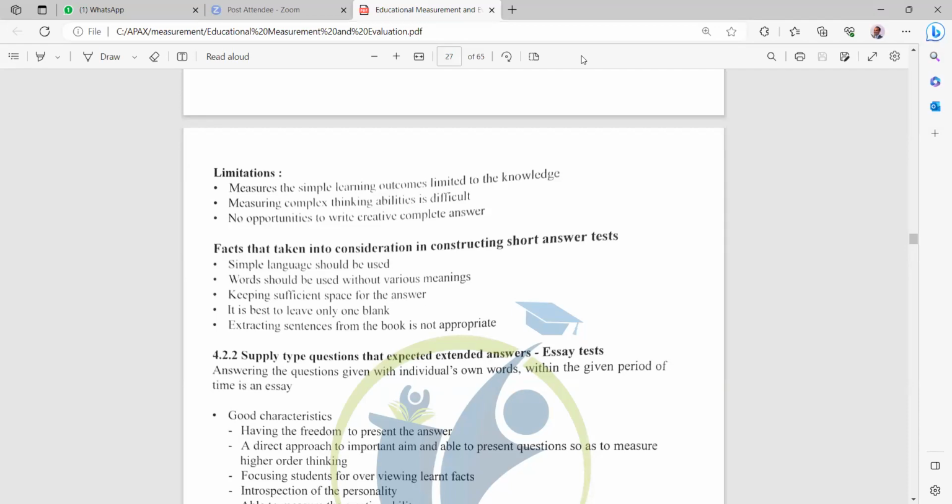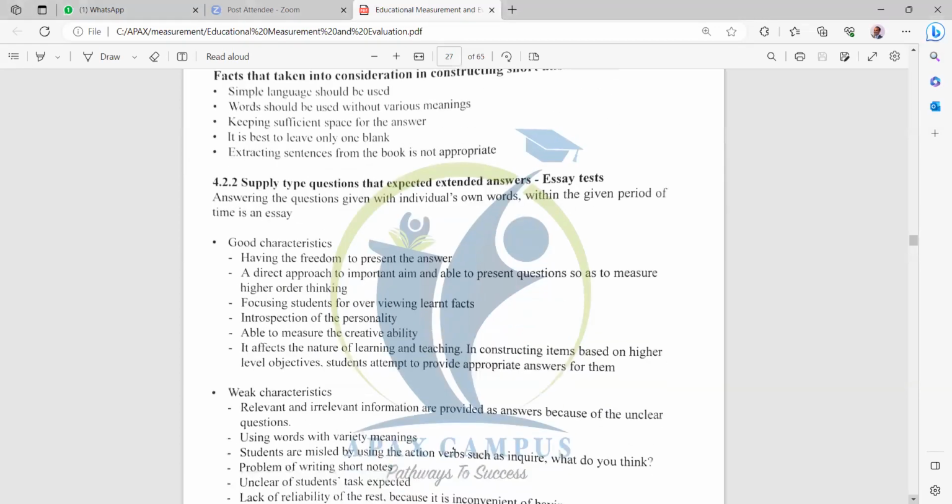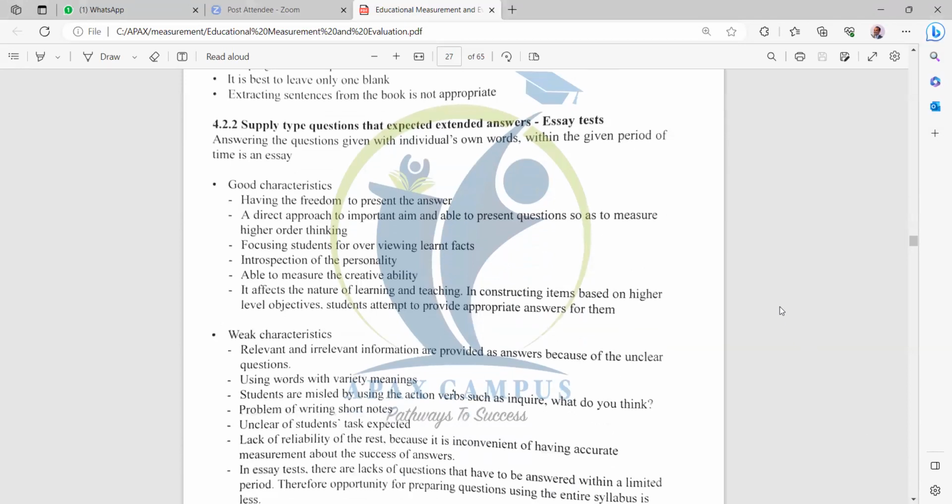Right. Next, we have supply type questions that expect extended answers. That's the extended answer variety. In other words, they are the essay type questions, essay tests. Answering the questions given in individuals' own words within the given period of time is an essay, right? So for the essay we give a topic for the students, and we give a word limit also, right? So that we can keep them within a range.